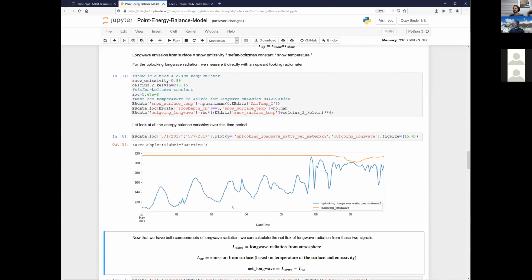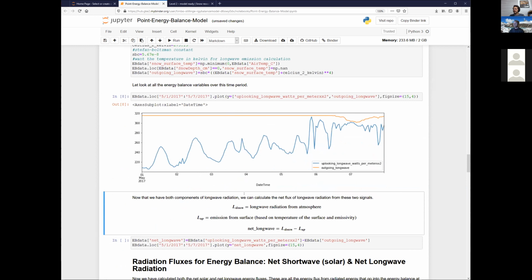So when we do that calculation and then we plot it, we can see right here, we have this orange line, which is the amount of energy being emitted by the snowpack. So that is the outgoing long wave radiation. And then we have the blue line, which is the total amount of energy in the long wave part of the spectrum that is being absorbed by the snowpack, that is hitting the snowpack.